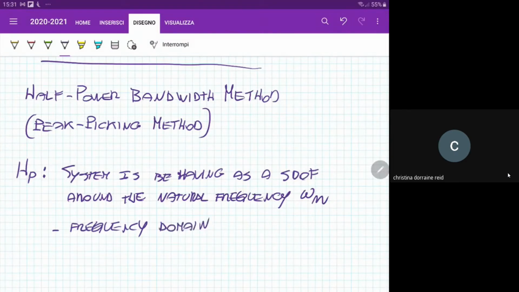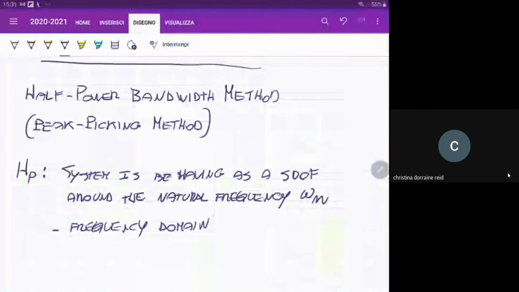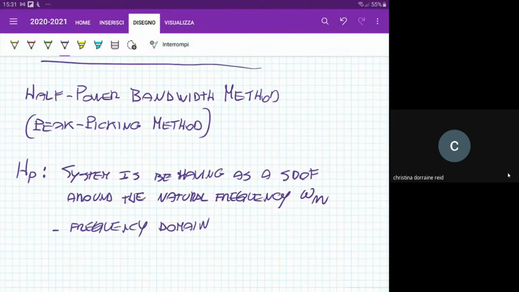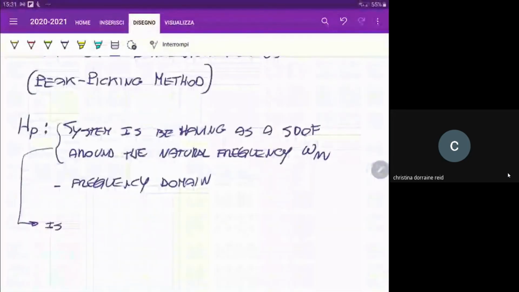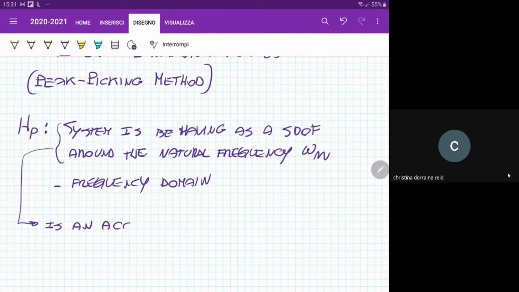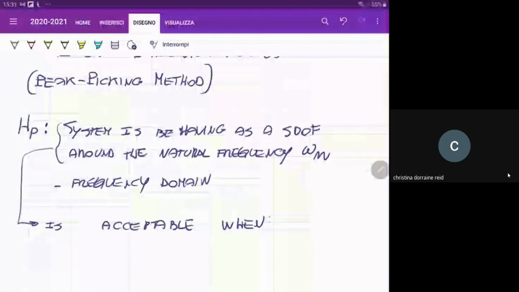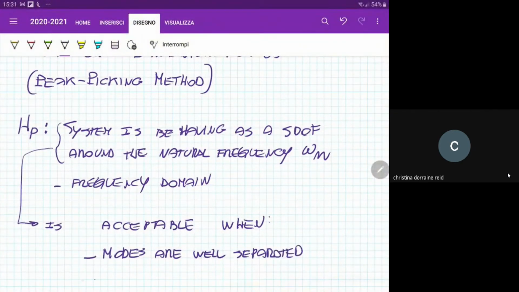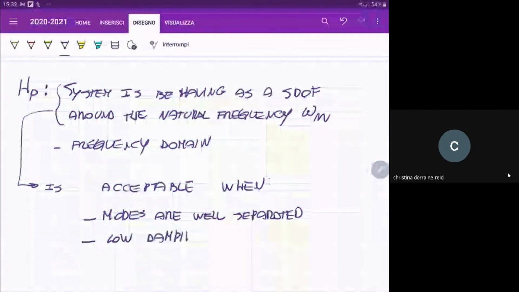Okay, just to refer to the previous table. So when this hypothesis is a good one, we are assuming that this hypothesis is acceptable when the modes are well separated, okay, and when low damping is characterizing your modal behavior, okay, low damped modes.